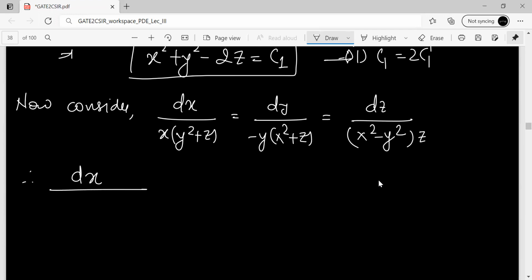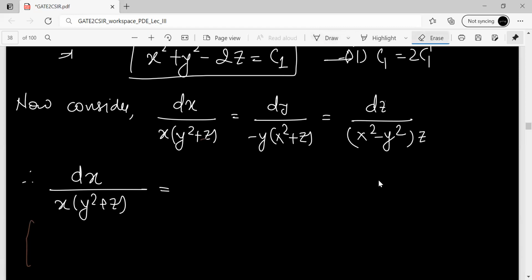So dx upon x times (y square plus z) equal to now, what role can I play? Just a moment, it will be again a trial. So let me see if it works. What if I take this x there? See, in fact, it is clearly visible. Take this x there, take this y there, and take this z there. We have x square, y square, and z.